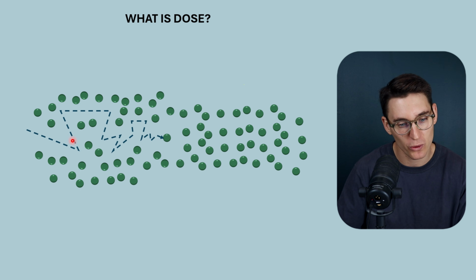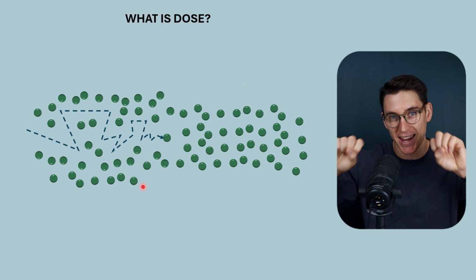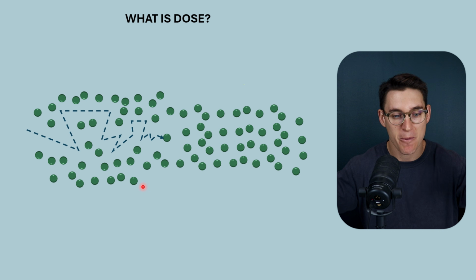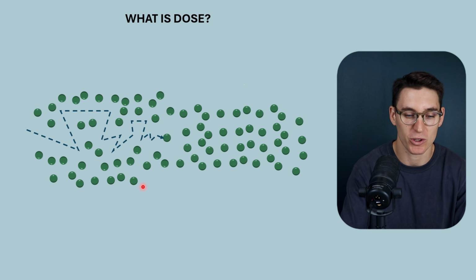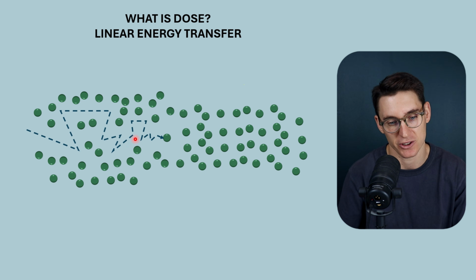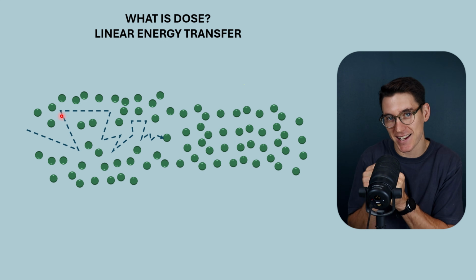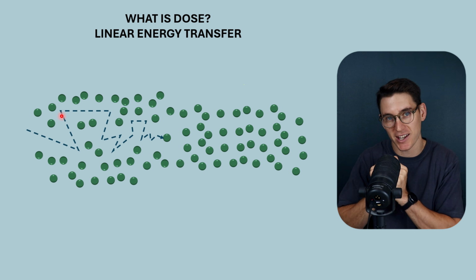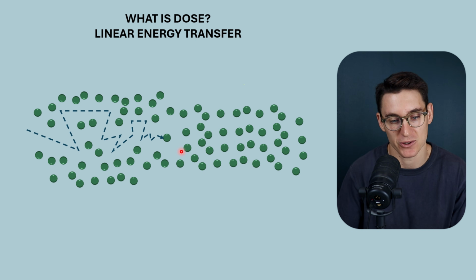The electron moving through these tissues and imparting energy into the tissues or ionizing surrounding atoms is what's known as linear energy transfer. We are transferring energy, that kinetic energy from that electron. As it slows down, it's transferring energy out into the tissues.